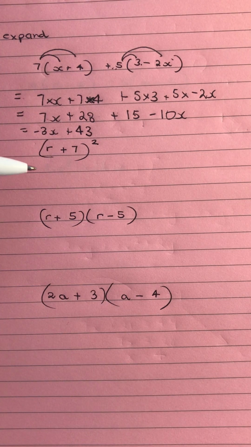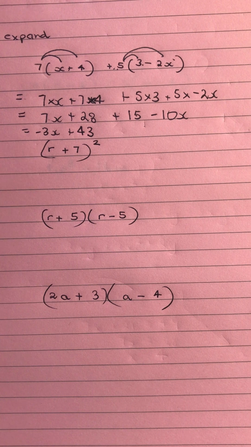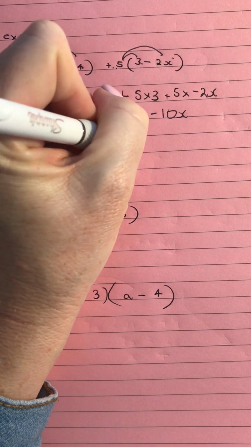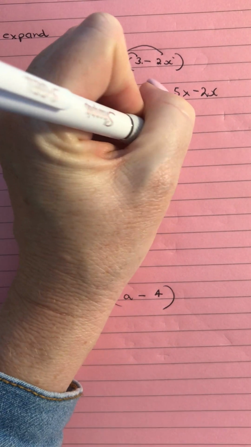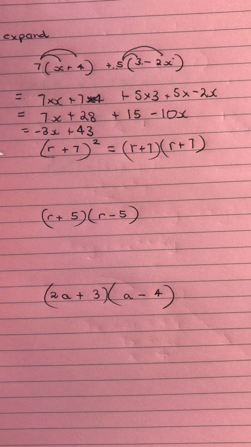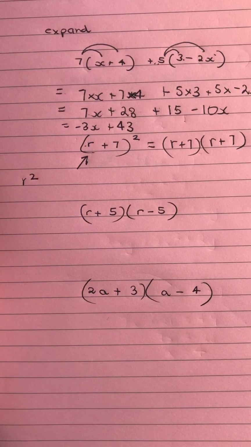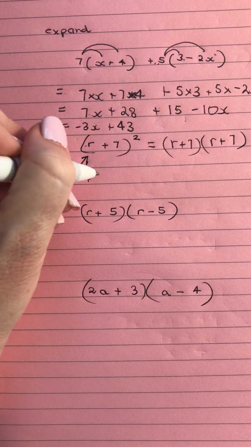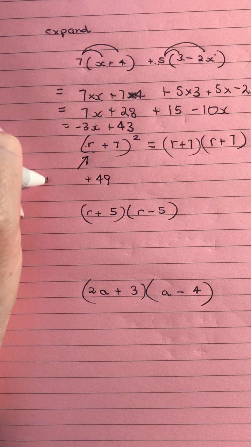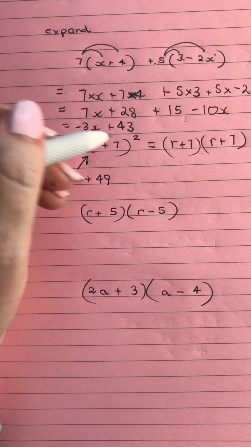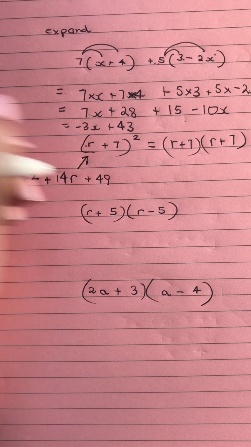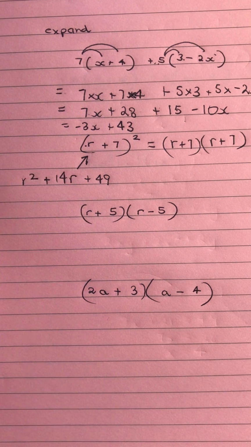Then we have our r plus 7 all squared. We've got 2 options here. We can write it the long way, or we can use the pattern. So using the pattern, we would have r squared, and then on the end we would have 7 squared, which is 49, and in the middle we would have 2 times r times 7, which is 14r. That's using our perfect square pattern.